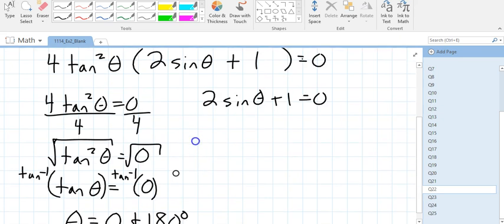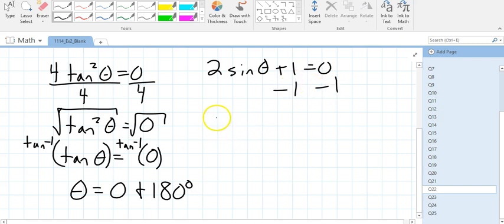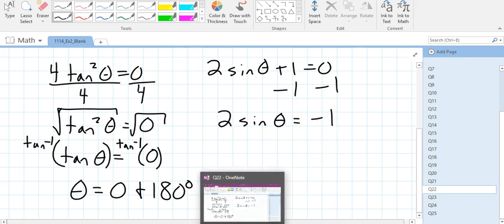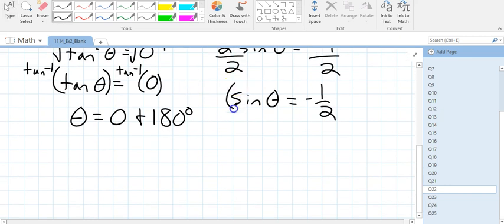So then over here, for the next one, what are we going to do? So 2 sine theta equals negative 1. And then what? Divide by 2, which gives us negative 1 half. And what are we going to do now? Take the inverse to find it in degrees.